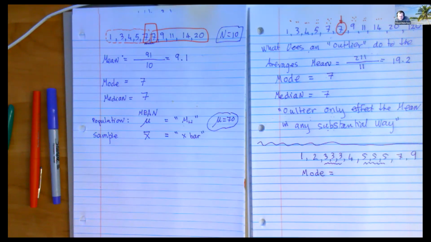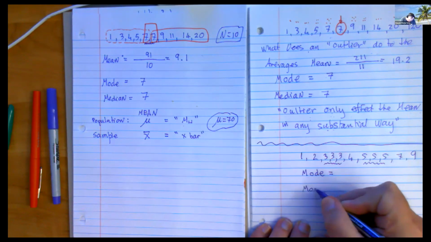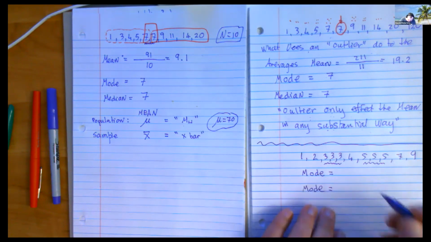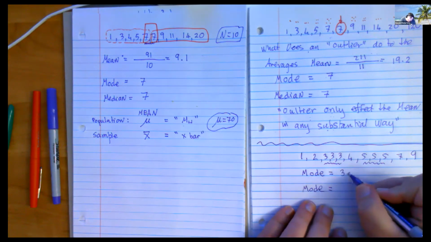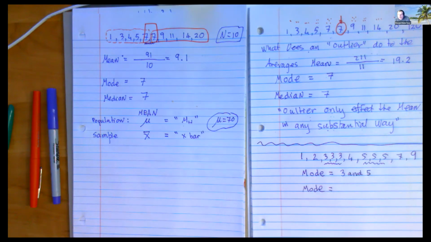Now, here are the 2 different ways in which people in statistics deal with it. There are 2 quite different approaches to that answer. One of them says that the mode, or I guess you have to pluralize it now, the modes are 3 and 5.